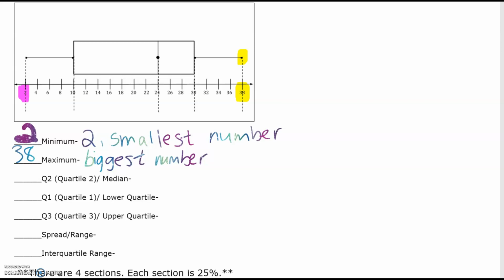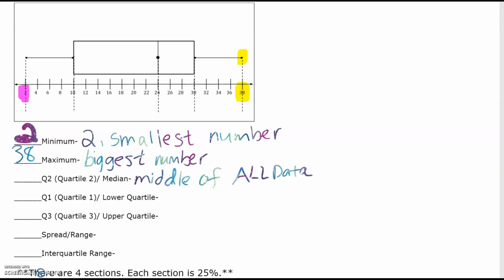So let's talk about quartile 2 first, which is also the median. And the median, let's go ahead and define that real fast. The median is the middle of all the data. So all in caps, and then data. Again, the median is the number that fell in the middle of all of the data.